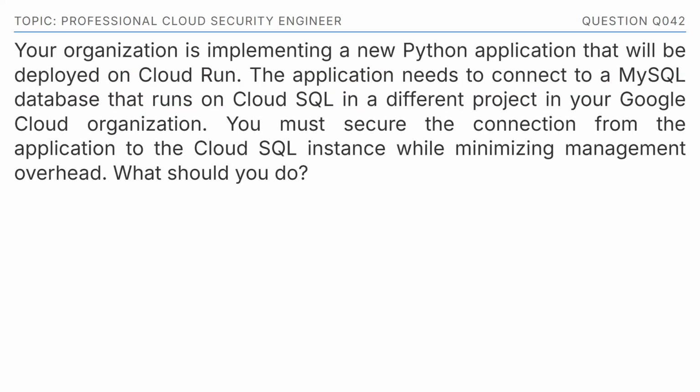Your organization is implementing a new Python application that will be deployed on Cloud Run. The application needs to connect to a MySQL database that runs on Cloud SQL in a different project in your Google Cloud organization. You must secure the connection from the application to the Cloud SQL instance while minimizing management overhead. What should you do?